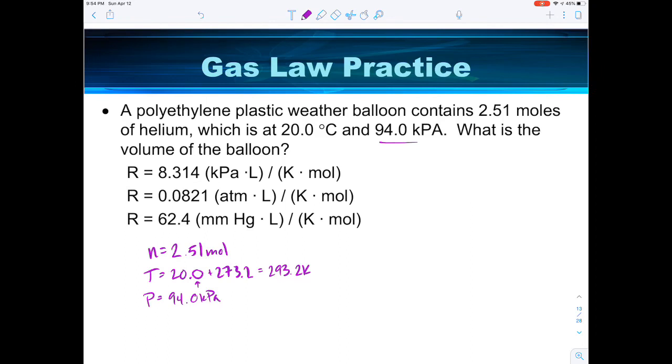Okay, again, filling in the same way we did before, except in this case we're looking for volume. 94.0 times volume gives us 2.51. This is called plug and chug. We're going to use the same R because we're still using kPa. We're going to use our temperature in Kelvin always, and we will get something real quick here. My trusty TI-83. Okay, I got 65.1. If that's wrong, and you've double checked it, then you're probably right.